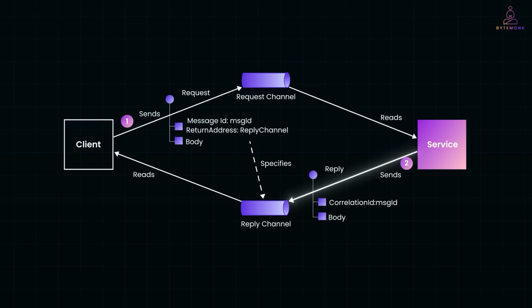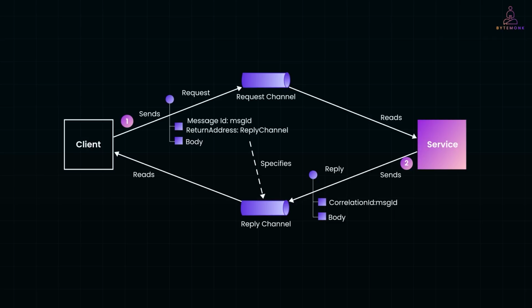And this reply includes a correlation ID, which matches the original message ID from the request. This helps the client figure out which request the reply belongs to. And it also has the reply body with the result or outcome. The client listens on the reply channel and uses the correlation ID to match the incoming response to the original request. This setup allows fully asynchronous communication, where the client doesn't wait around but still gets the response when it's ready, and everything stays loosely coupled and scalable.